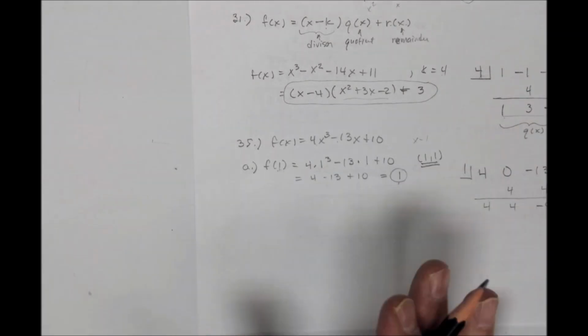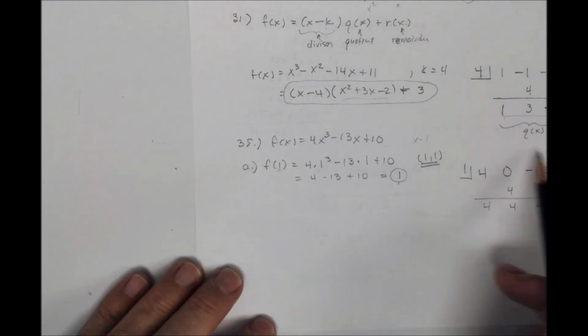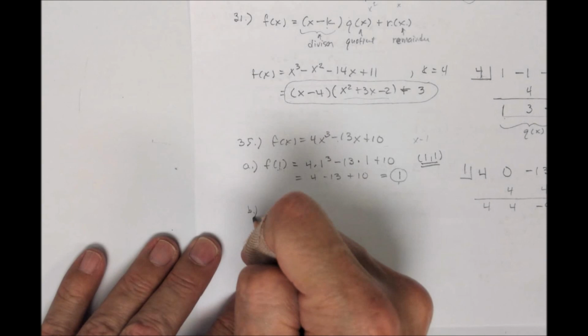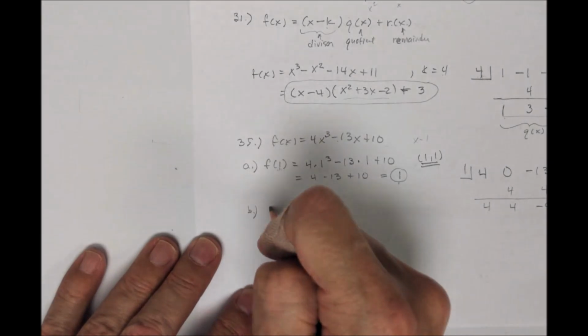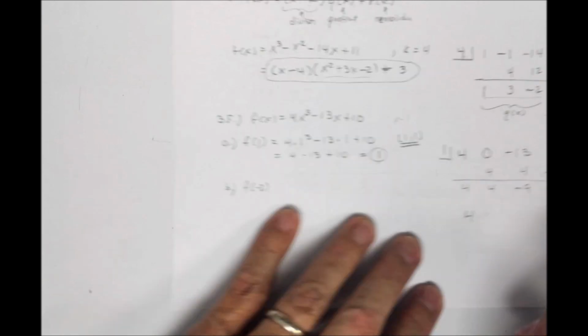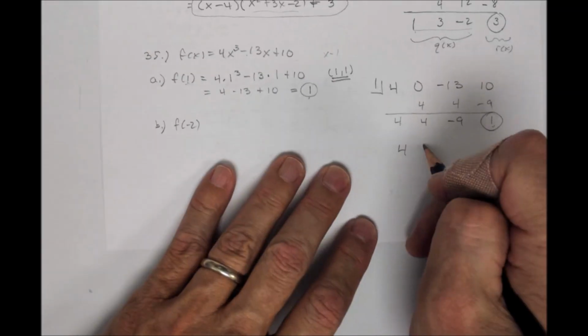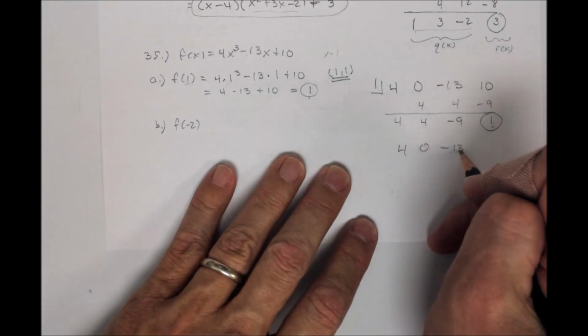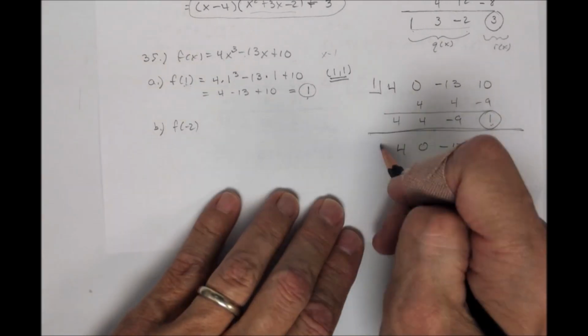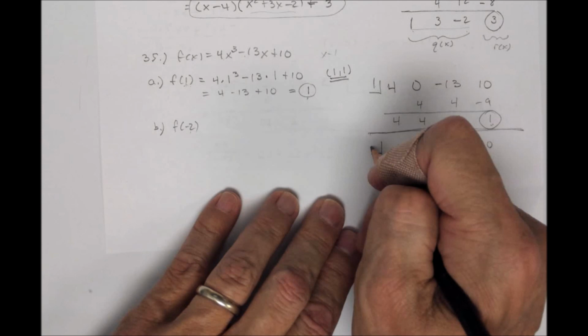Now, that's not what they asked. They want you to use this to find that number. So we'll do that for part B. In part B, they're asking you to find f of negative 2. So I put down the 4. Let's see if I move this up a little bit. The 4, the 0, the negative 13, and the 10. Okay. I put negative 2 in the pocket.